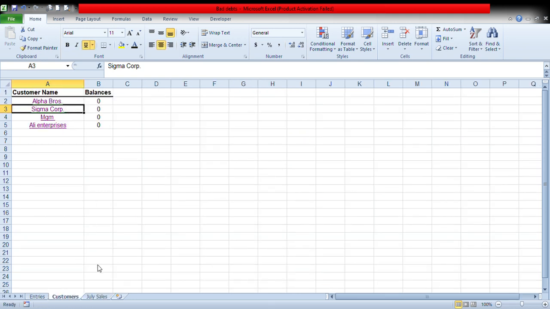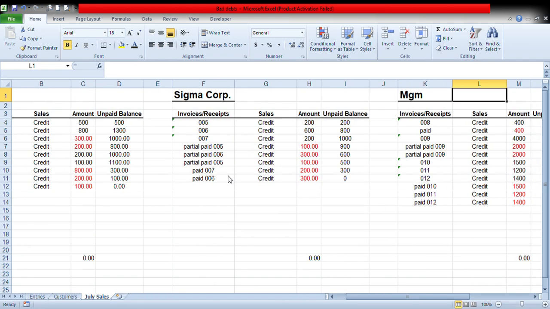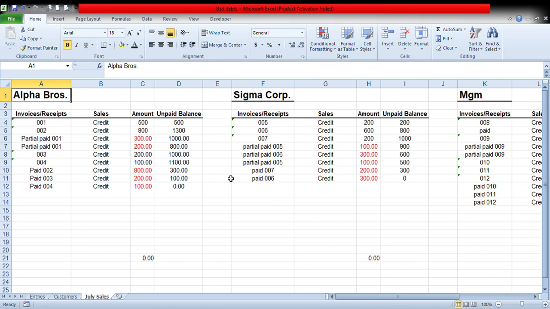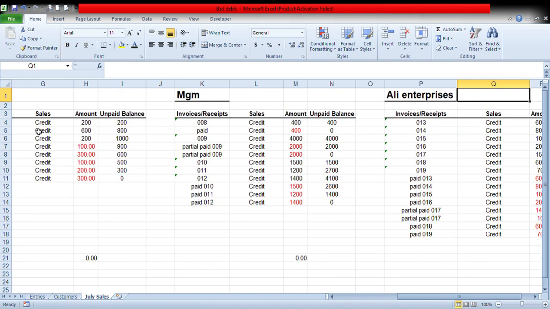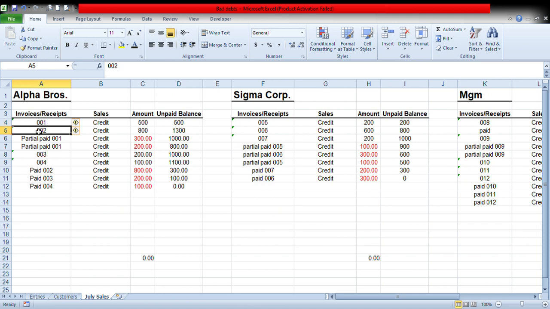How to edit? Instead of even, I will have to write F. Okay, so ladies and gentlemen, these are my four customers, and these are my July sales invoices.